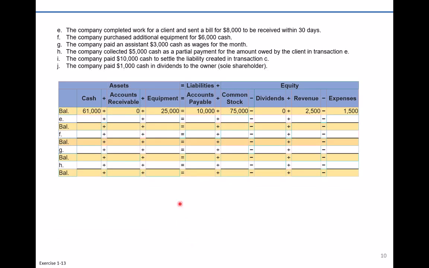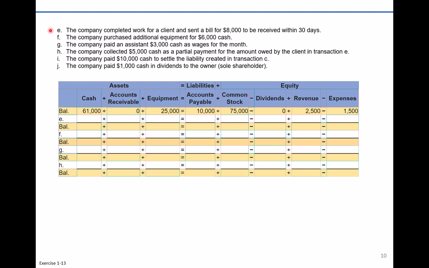Notice that on this slide I just carried forward the ending balances from the previous slide: cash of 61,000, no receivables, equipment 25,000. Notice we still have that asset total of 86,000. Accounts payable of 10,000, common stock 75,000, dividends of 0, revenues of 2,500, and expenses of 1,500. So we're all set up now to move on to part E. It says the company completed work for a client and sent a bill for $8,000 to be received in 30 days.